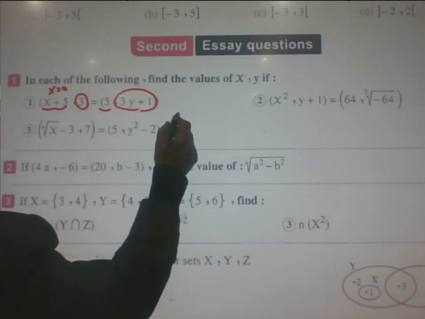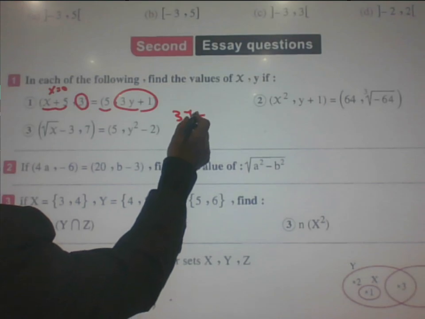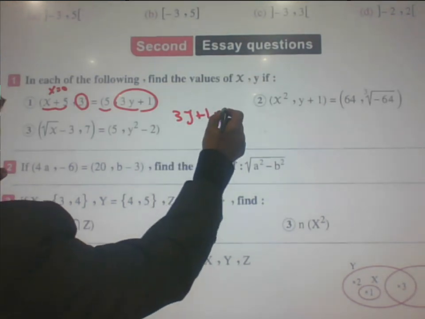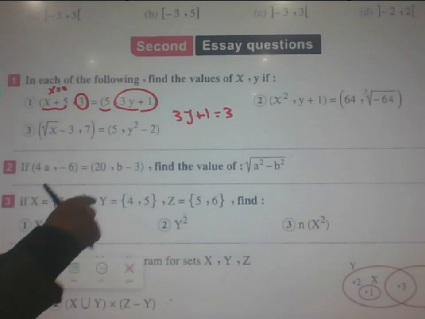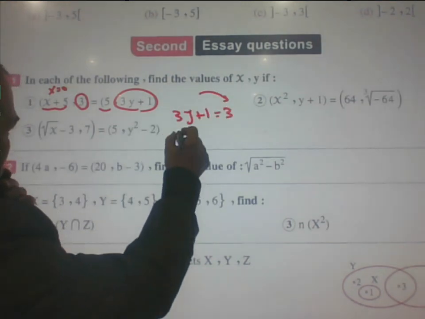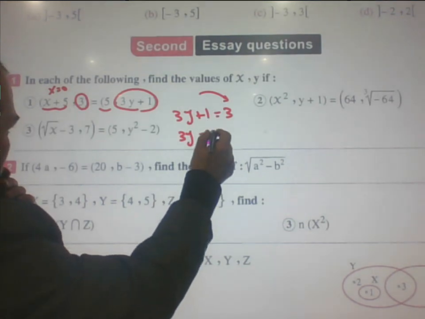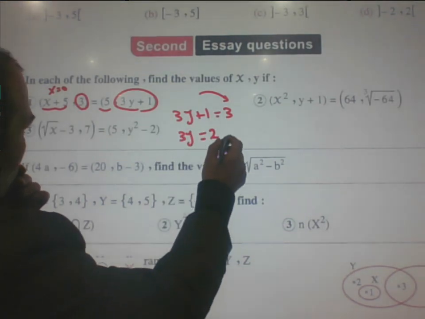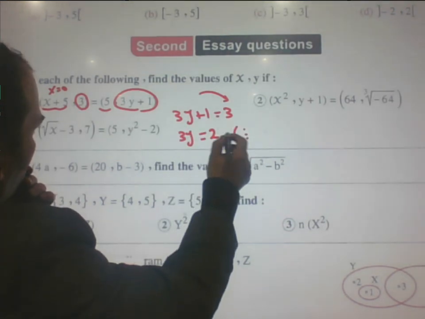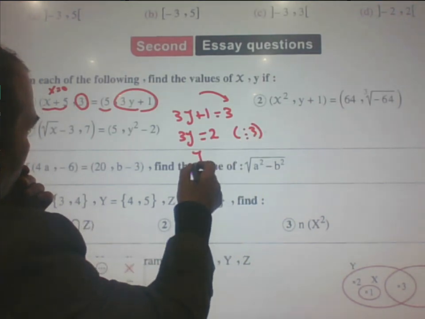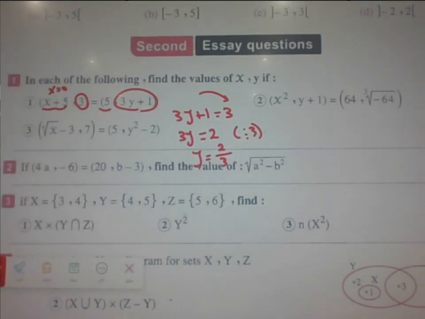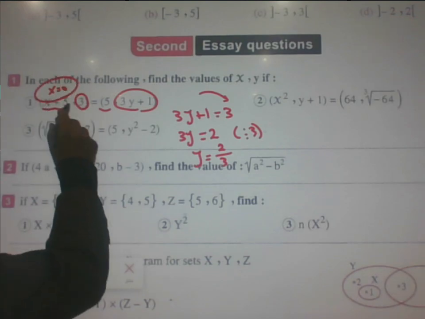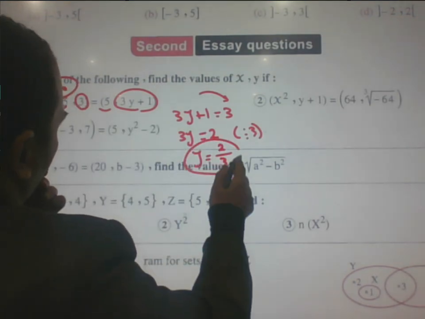Then we solve the equation 3y + 1 is equal to 3. To solve the equation, you must move 1 from the left hand side to the right hand side and change the sign. Then 3y equals 3 minus 1 equals 2. Then we divide by the coefficient of y, which is 3. The value of y equals 2 over 3. Okay, the value of x will be 0, and the value of y equals 2 over 3.